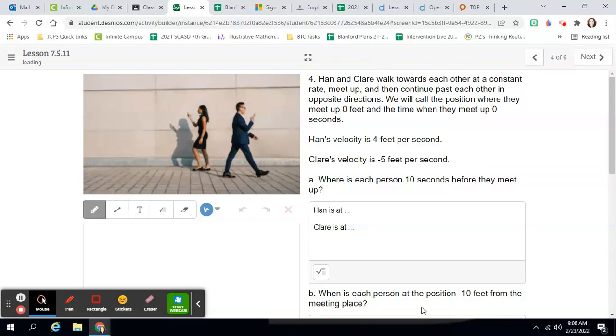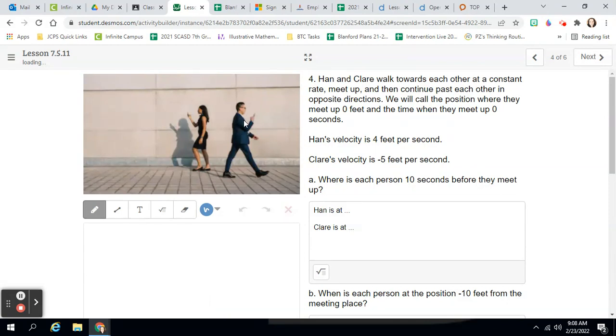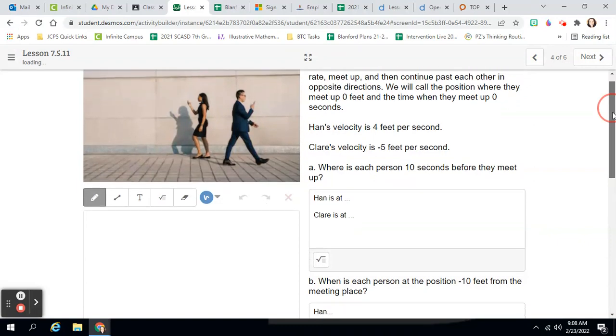So now we're going to be using what we know to solve some problems here. So here we have Han and Claire, and they're walking towards each other at a constant rate. They meet up, and then they continue past each other, so that's where we're at now, so that they're then walking in the opposite direction. We'll call where they meet 0 feet, and the time was 0 seconds. So here they're telling us Han's velocity is 4 feet per second. Claire's velocity is -5 feet per second. So I'm remembering that the velocity is simply saying how fast they're walking.